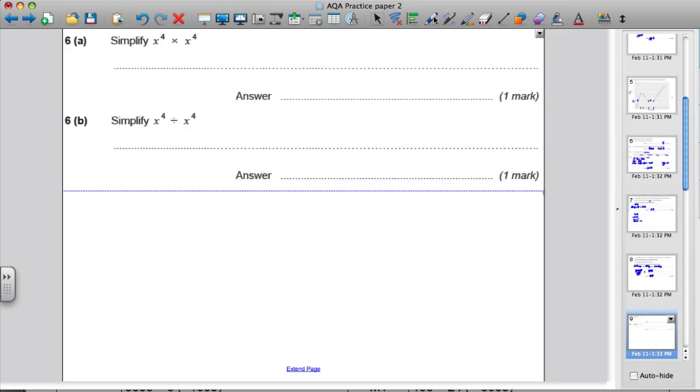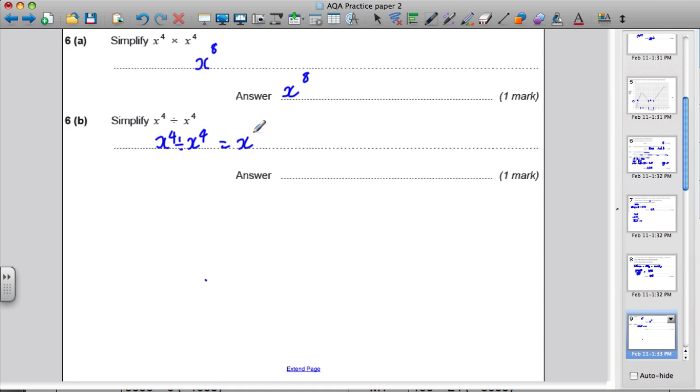Okay, next question. Simple indices question. x to the 4 times x to the 4 is x to the 4 plus 4, which is x to the 8. x to the 4 divided by x to the 4 is x to the 4 minus 4, which is x to the 0. But anything to the 0 is 1. It's very important you don't write x to the 0 there. You write the numerical answer of 1.